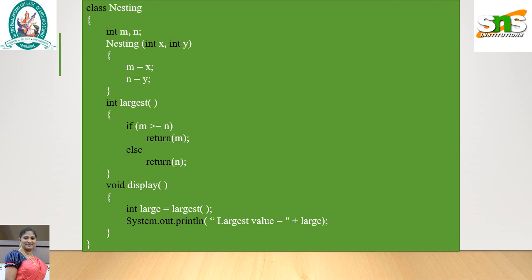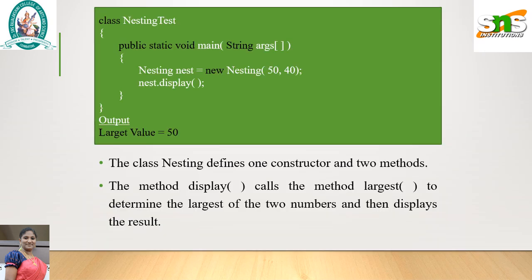See, when the execution starts, I'm creating an object of the class Nesting named nest. By that time the Nesting constructor will be executed, then using that object I called only the display method. Inside the display method I called the largest method. I didn't call the largest method directly using the object. So this is the explanation of how to define nesting of methods.